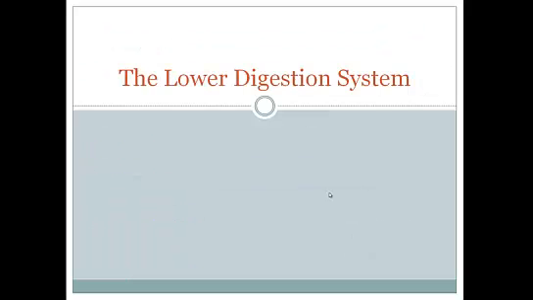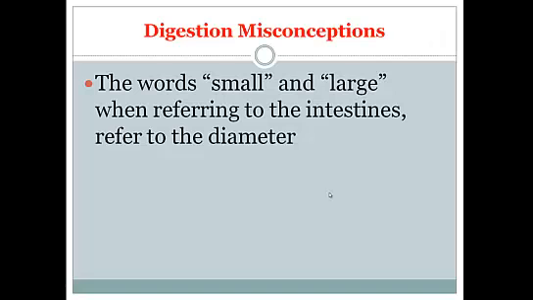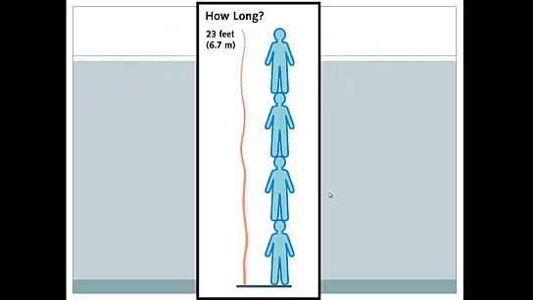you can find that. The lower digestive system starts with the small intestine. The small intestine is broken up into 3 different components: the duodenum, the jejunum, and the ileum. The word small and large, when referring to the intestine, does not actually indicate the length, but the diameter of the intestines. Do you know how long your intestines are? They're actually 23 feet long on average. That's over 4 people standing on top of each other.